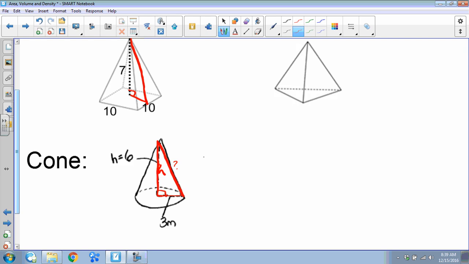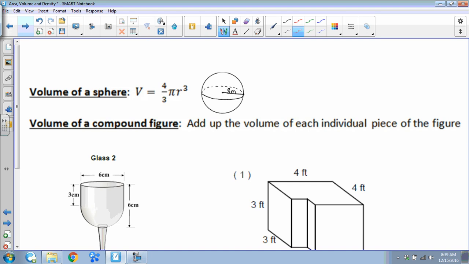The only last one that we have as far as volume goes is a sphere. And I don't have a logical explanation of why this is the volume of the sphere. I tried to look it up and it was too complicated. The volume of a sphere is 4/3 pi r cubed. So that's just one you're going to have to memorize. I don't have any logic for that. It's 4/3 times pi r cubed.